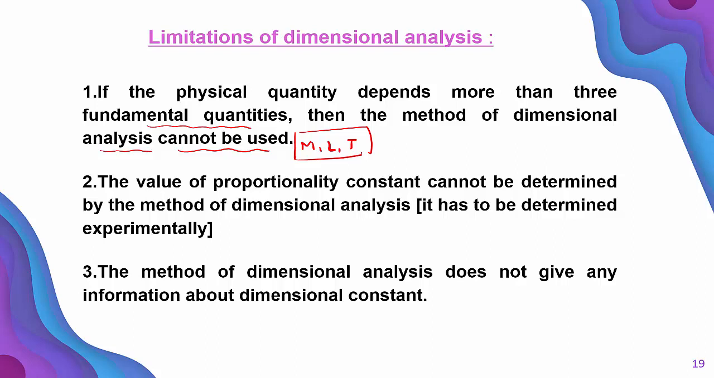We cannot determine the values by using dimensional analysis. Suppose the physical quantity depends on more than 3 fundamental quantities, this is one drawback. If it contains only 3 fundamental quantities or less than 3, then we can easily calculate. If it contains more than 3 fundamental quantities, then it is not possible to use dimensional analysis. Then the second drawback: the value of the proportionality constant cannot be determined by the method of dimensional analysis.